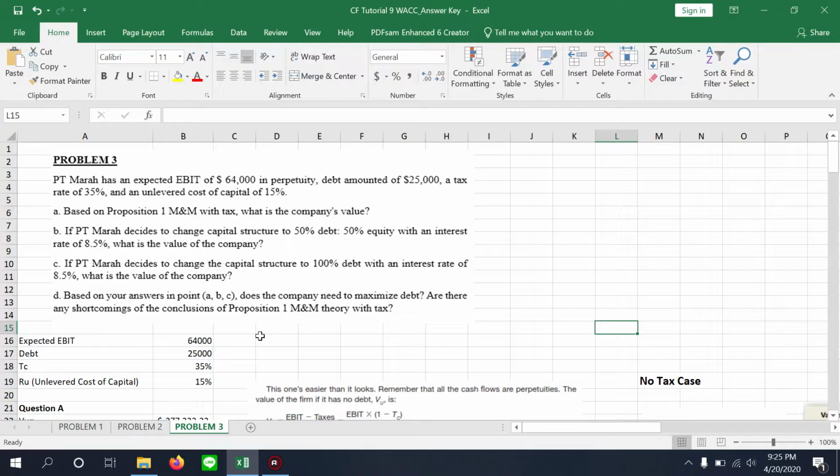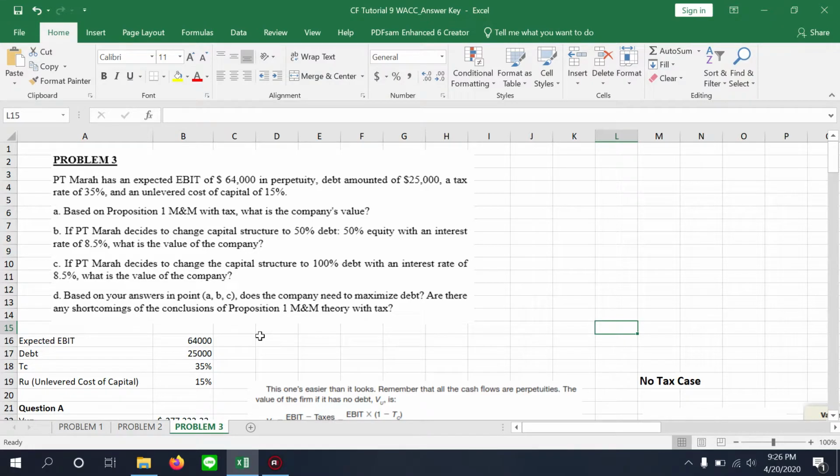You're still with me, I hope. So basically in problem 3, we are discussing one of the basic financial theorems in corporate finance. Basically, this is an M&M proposition. There are two propositions. I hope you can look it up in your book.